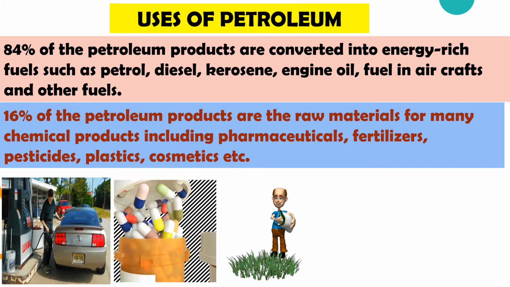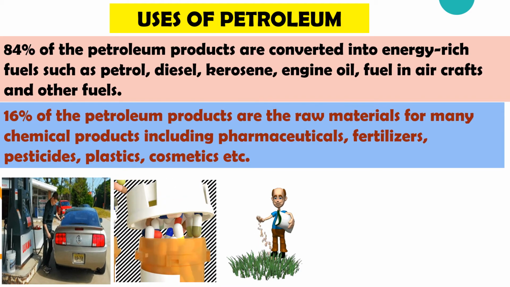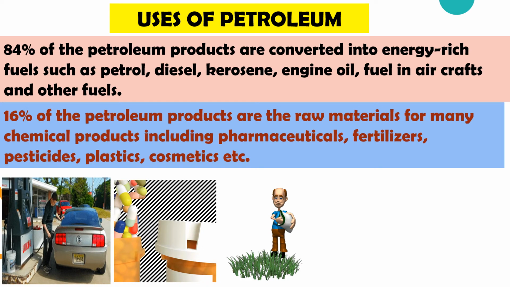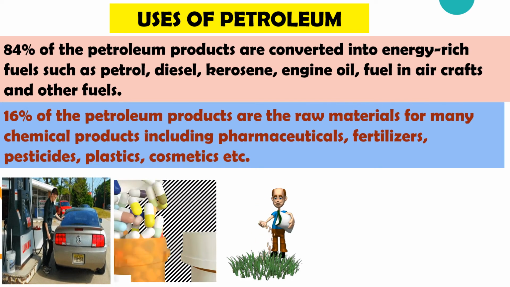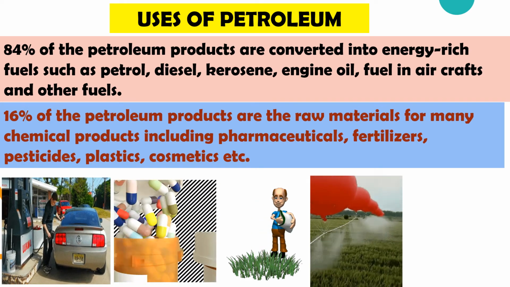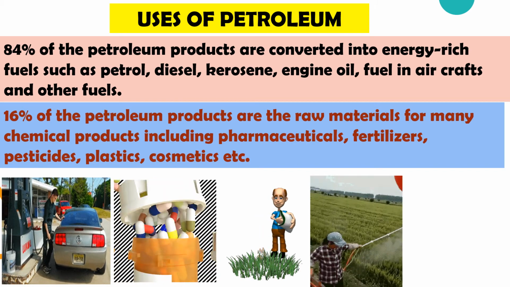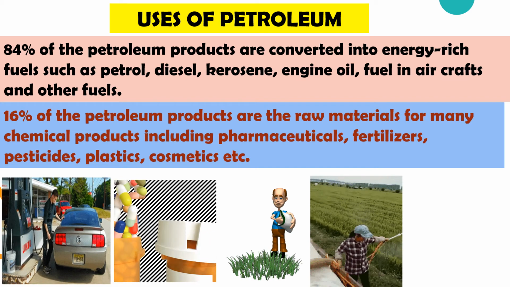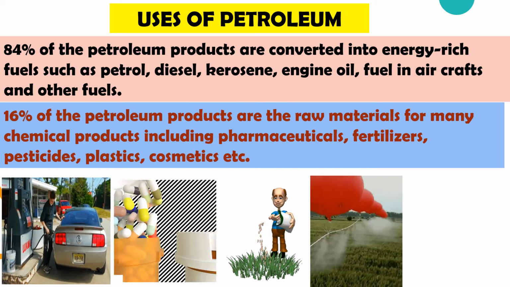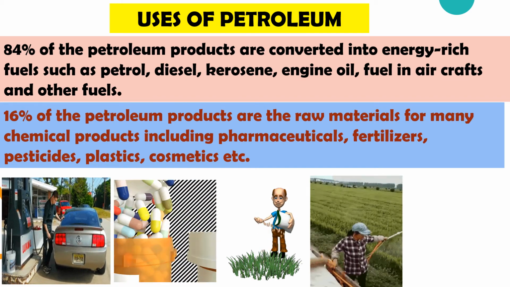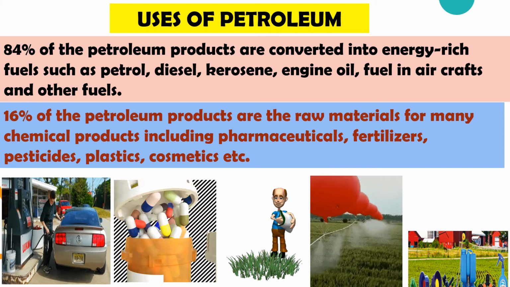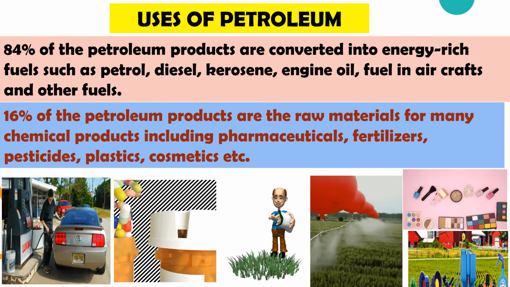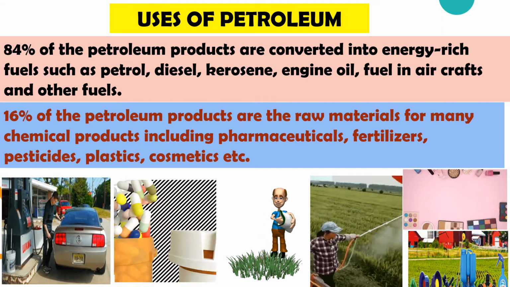fertilizers, the chemicals that are used to increase the fertility of the soil so that the plants and crops can grow well in the soil. Pesticides, the substances that are used for destroying insects and other organisms harmful for the growth of plants. Plastics, cosmetics, that means beauty products, etc.